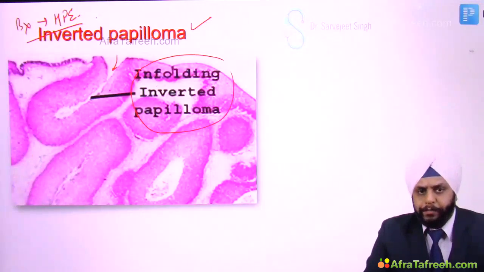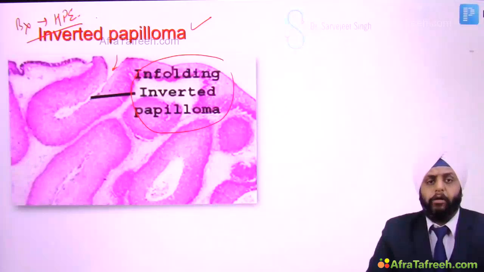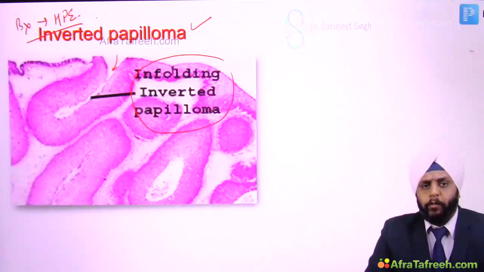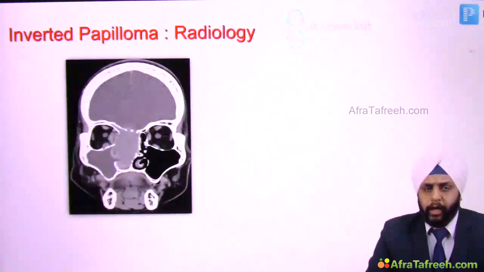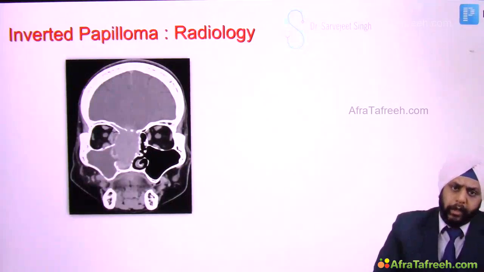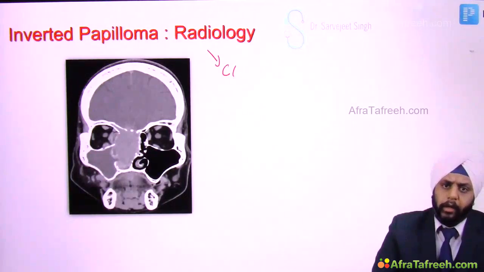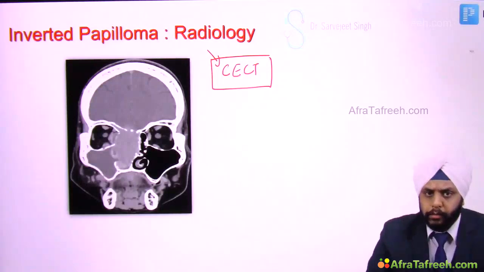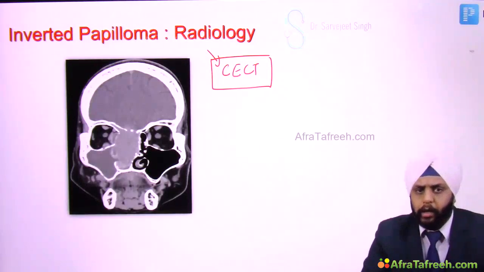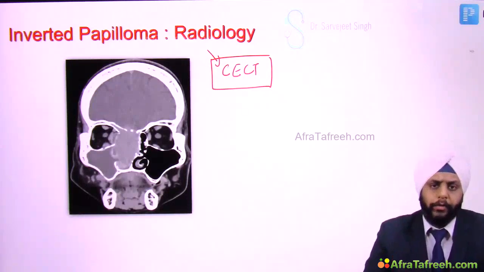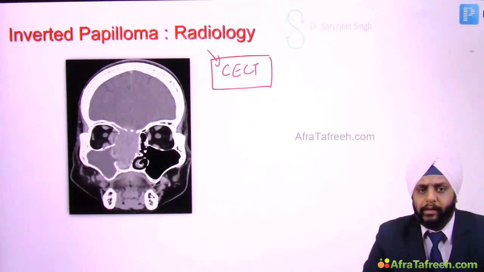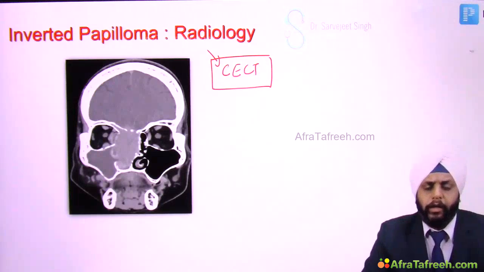You'll plan for surgery. Now for planning of surgery, you need to know what is the extent of this papilloma, right? And to find out the extent of the papilloma, you will need to do a CT scan. Now this CT scan is a contrast enhanced CT scan. Why? Because it's a tumor. So in the tumor, you also want to see the blood supply. You want to see whether it is enhancing or not. So you do a contrast enhanced CT scan. So this is the contrast enhanced CT scan of a patient with inverted papilloma.